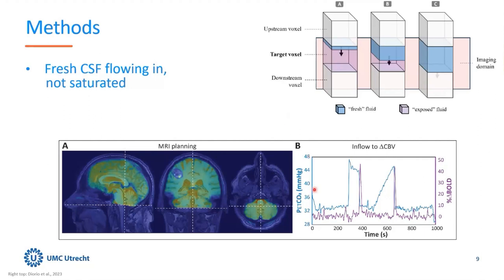So here again, you see the planning for this particular patient. And what you can see on the right is in blue, you see the hypercapnic challenge. And then following this hypercapnic challenge, you will see CSF inflow. So in purple, you see the signal as measured in CSF voxels in these lower slices. And what you can immediately already see is that the CSF inflow follows the hypercapnic periods.